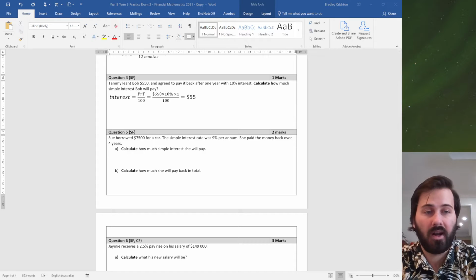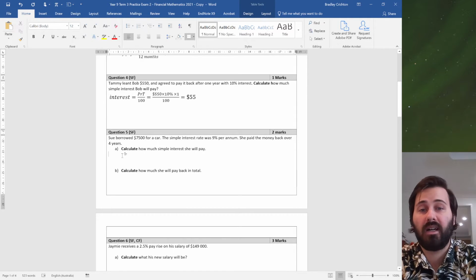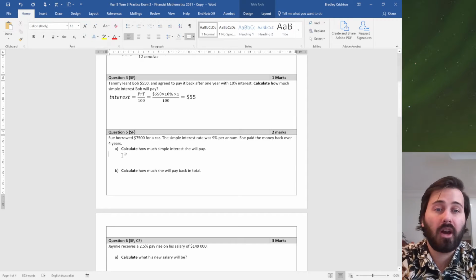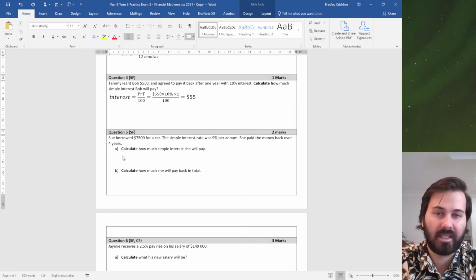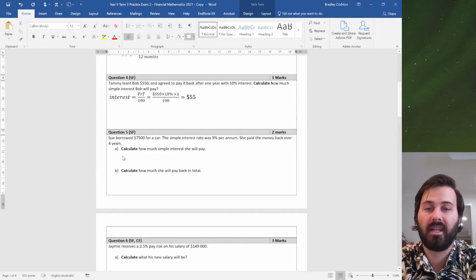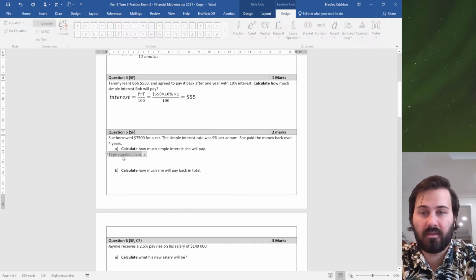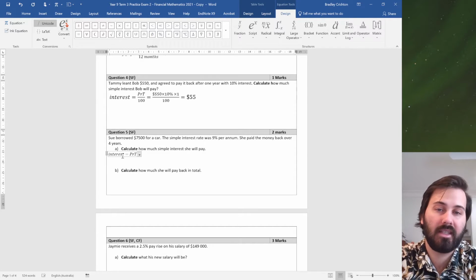All right, question 5. Sue borrowed $7,500 for a car. The simple interest was 9% per annum. She paid the money back over 4 years. So, calculate how much simple interest she will pay. Once again, we have to use our simple interest formula. Our interest is equal to PRT.